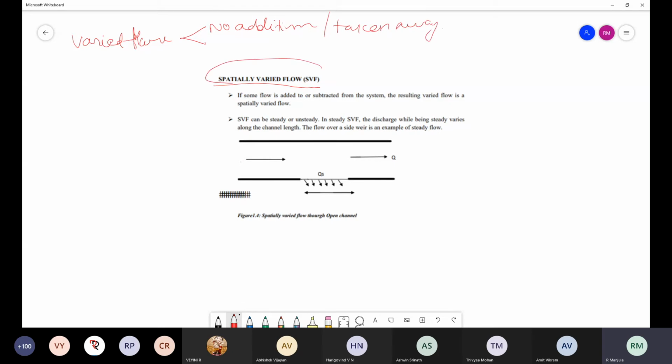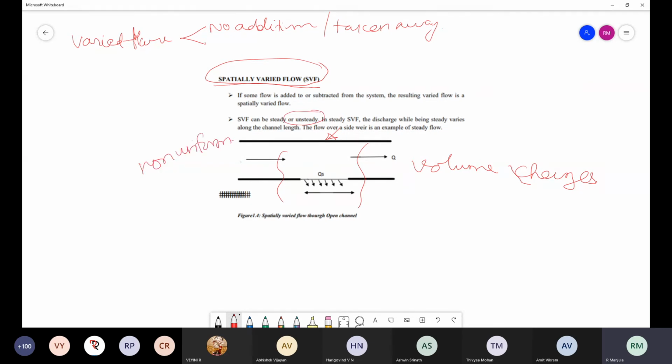But in spatially varied flow, some flow is either added to the channel or taken away from the channel. Whatever flow happens, there is a change in the volume, and because of that we will be having a varied flow. So spatially varied flow is always unsteady and also non-uniform.